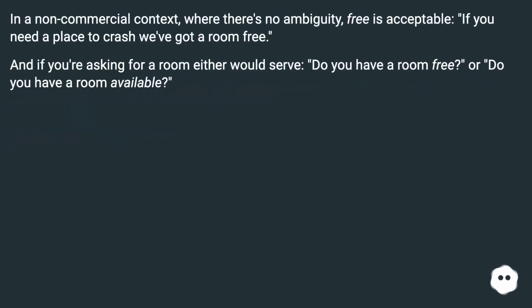In a non-commercial context, where there's no ambiguity, free is acceptable. If you need a place to crash, we've got a room free. And if you're asking for a room, either would serve: do you have a room free, or, do you have a room available?